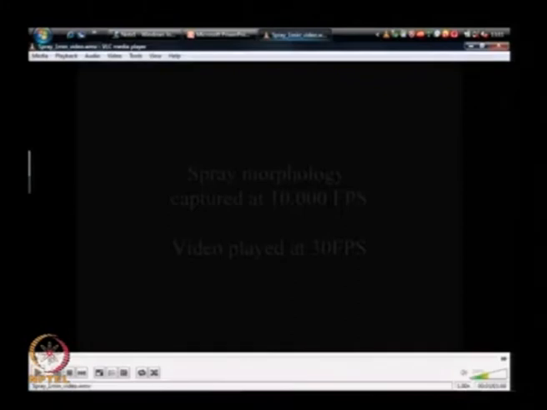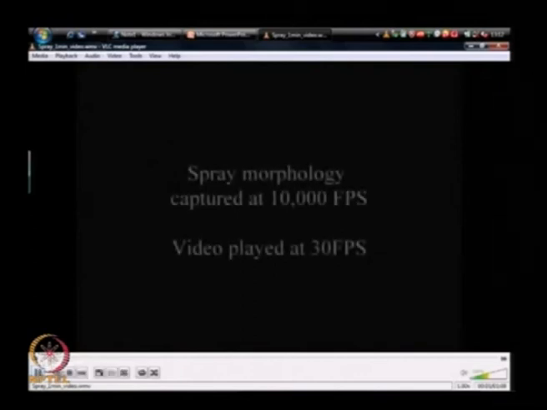We are going to look at a video of a fairly common simplex swirl nozzle from a water spray container. We will see in just a moment. Let me start to play the video. This was captured at 10,000 frames a second and is being played back at 30 frames a second. Let me pause the video here.